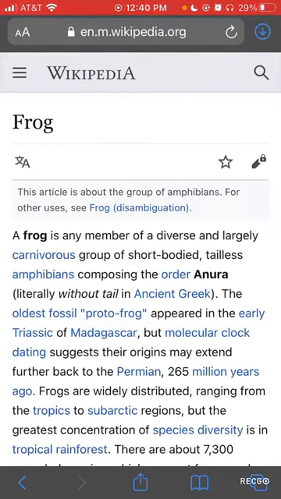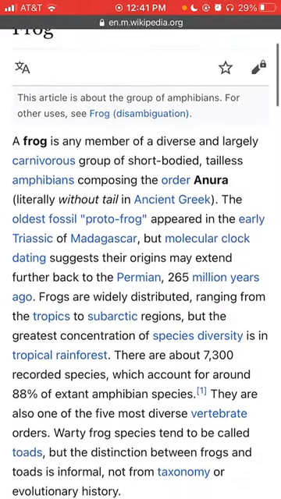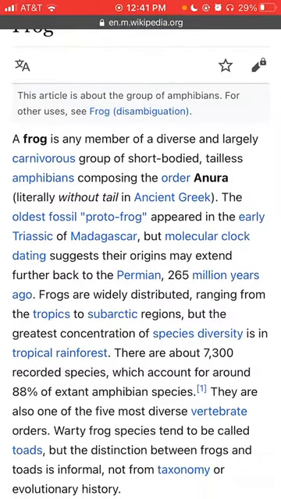en.m.wikipedia.org. Frog. This article is about the group of amphibians. For other uses, see frog disambiguation. A frog is any member of a diverse and largely carnivorous group of short-bodied, tailless amphibians composing the order Anura, literally "without tail" in ancient Greek. The oldest fossil proto-frog appeared in the early Triassic of Madagascar, but molecular clock dating suggests their origins may extend further back to the Permian, 265 million years ago.